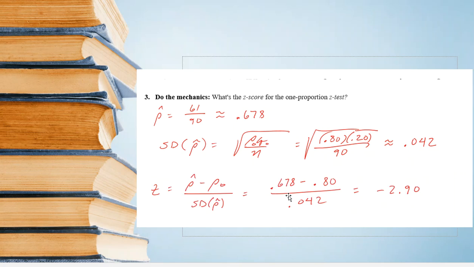And then we calculate the z-score. So we take the sample statistic, the 0.678 that we calculated from our sample. We subtract the proportion that we think it is, which is 80%, and we divide by the standard deviation, and we get a z-score of negative 2.90.